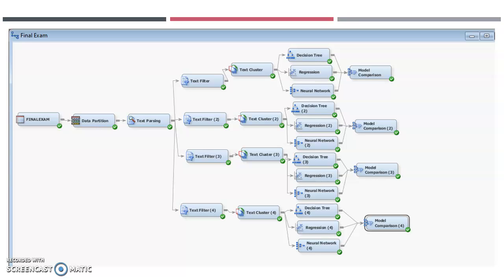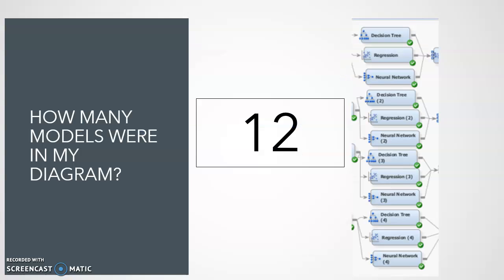Right here, you're going to see the model that I built through SAS Enterprise Miner. You can see through this model that I actually built 12 different models in my diagram, going over the decision tree, regression, and neural network analysis 4 different times to find the model that would be the most useful to use in my analysis.